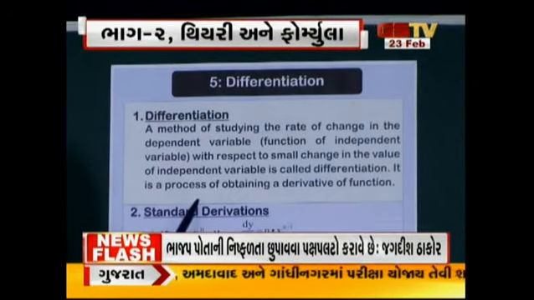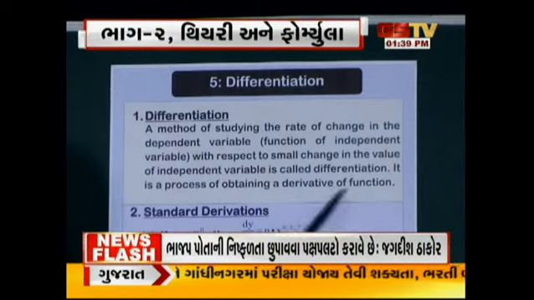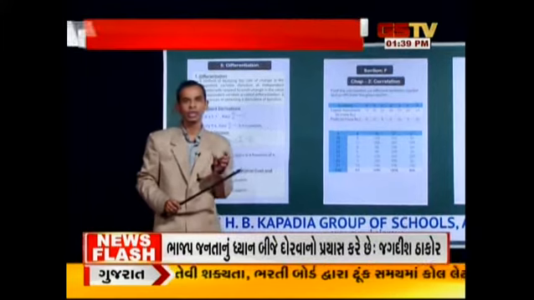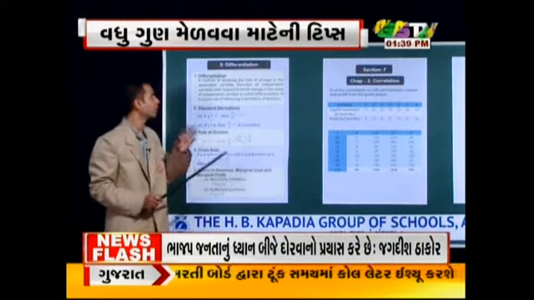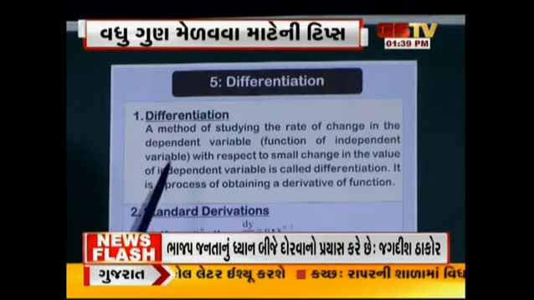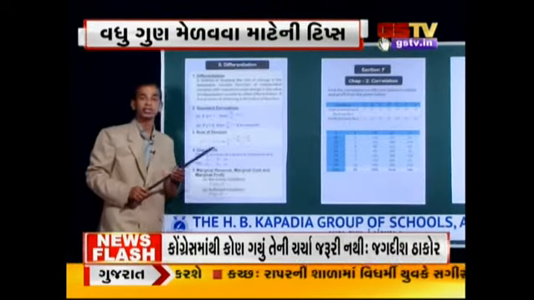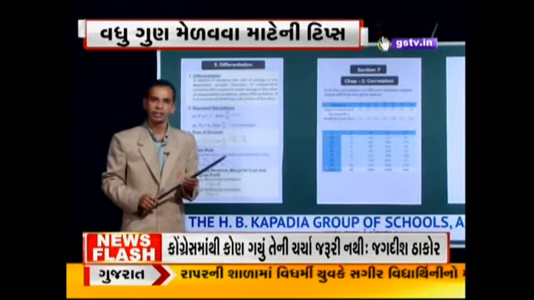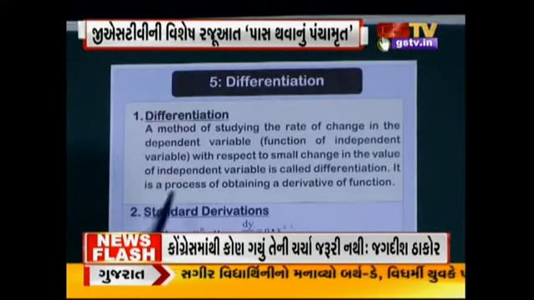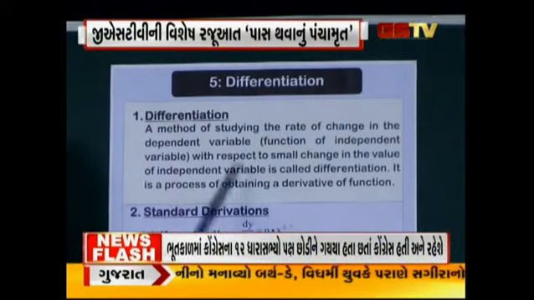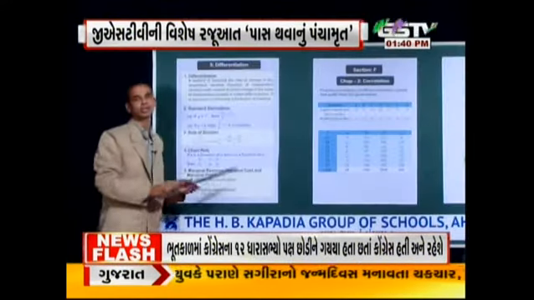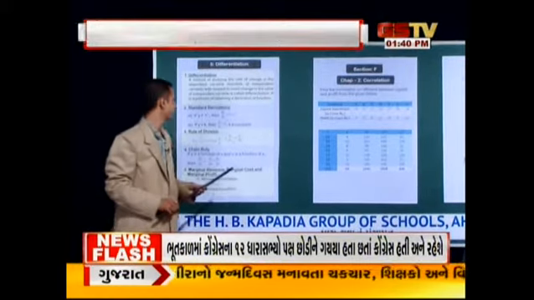It is a process of obtaining a derivative of a function. So here differentiation shows a change in two variables, one independent variable and second one dependent variable. That change is also known as a derivative. So at last I can say the process of obtaining this derivative, the process of obtaining a rate of change is called differentiation.